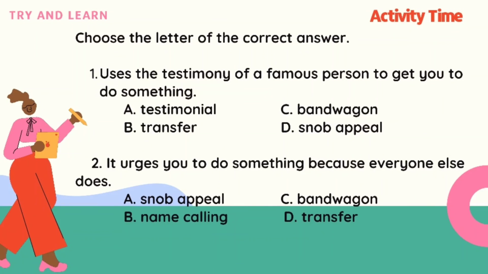Before we end our lesson, let's answer this activity. Choose the letter of the correct answer. Number 1. It uses the testimony of a famous person to get you to do something. A. Testimonial. B. Transfer. C. Bandwagon. D. Snob appeal. Number 2. It urges you to do something because everyone else does. A. Snob appeal. B. Name calling. C. Bandwagon. D. Transfer.